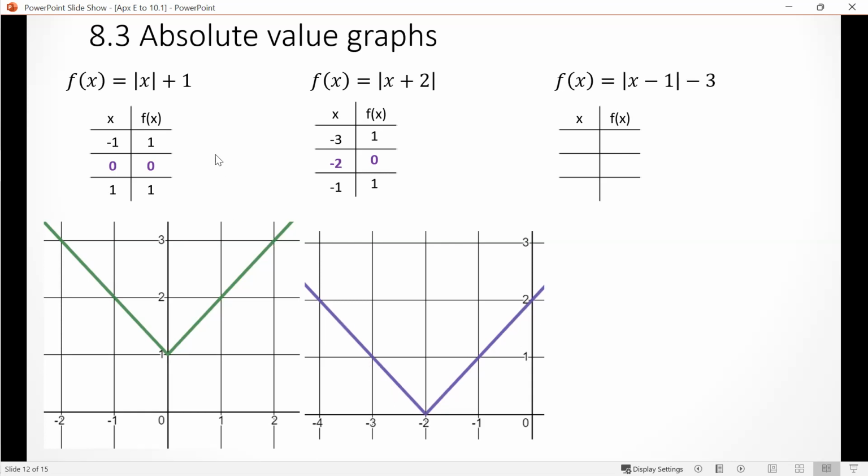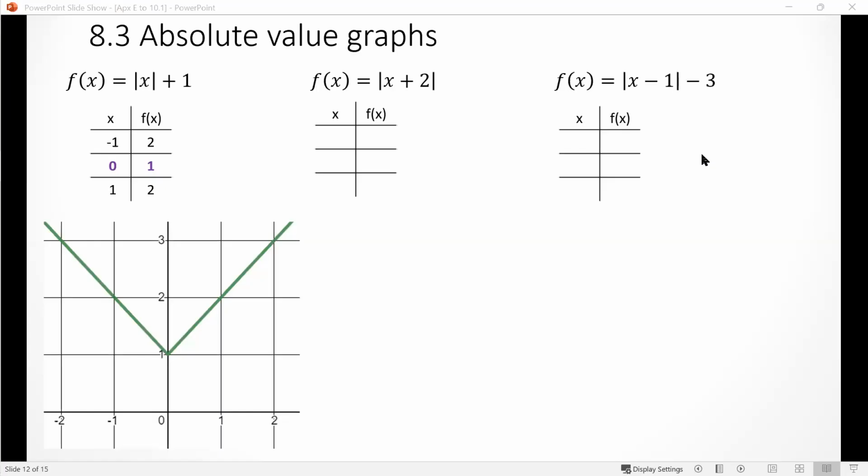And you know what? I just realized we've got some errors right here. Just want to jump back real quick. My f of x values were incorrect in that last example. When we plug in the -1, 0, and 1, we get a 2, 1, 2 out. Because we've added that plus 1, it has shifted us up by 1.